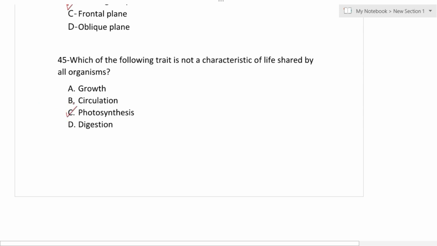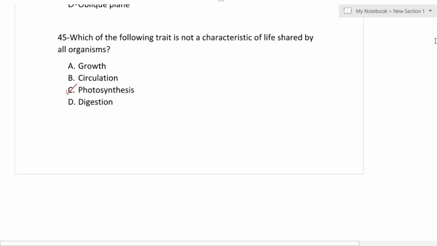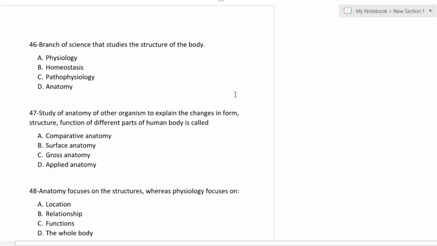The correct answer is option C, that is photosynthesis, because photosynthesis we can see in the plants only, not in the animal. Okay, so it is the correct answer. Option C is the correct answer here.